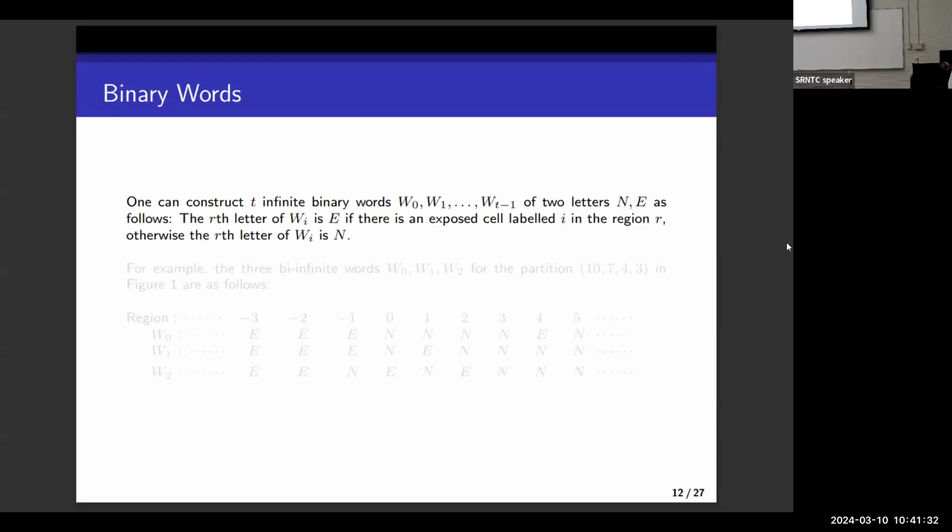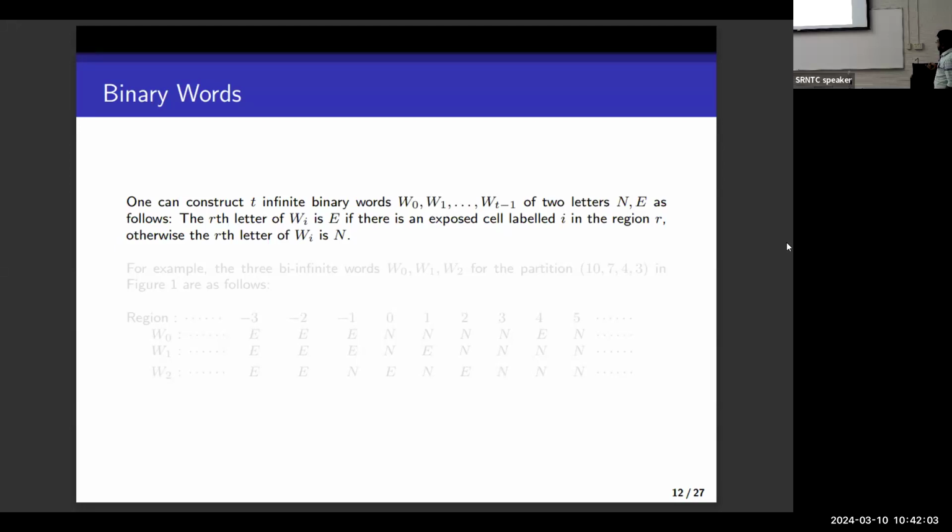And then we can now construct T infinite binary words, W0 till W(T-1), consisting of two letters N and E. So we will see the significance of N and E just now, using the following rule. For the ith word Wi, we call the rth letter E if there is an exposed cell labeled i in the region r. So E stands for exposed. Otherwise, the rth letter of Wi is N.